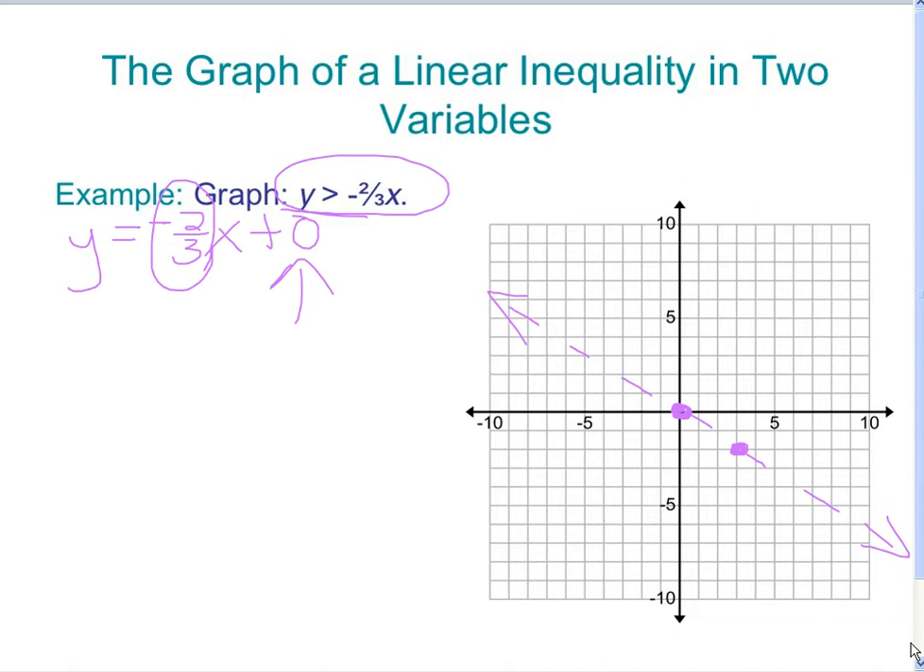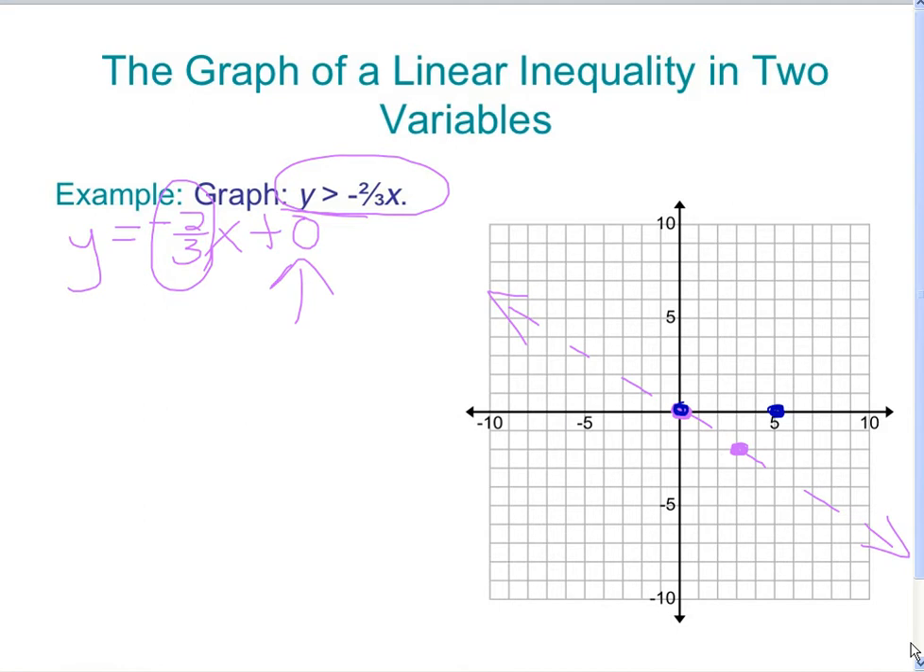Okay, now we need to do the shading. We're going to pick a test point. Again, normally we choose 0, 0 as our test point, but as you notice, the line actually goes through 0, 0, so you cannot use 0, 0 as your test point this time. So pick any other point, doesn't matter what. So randomly, I'm going to pick the point 5, 0.